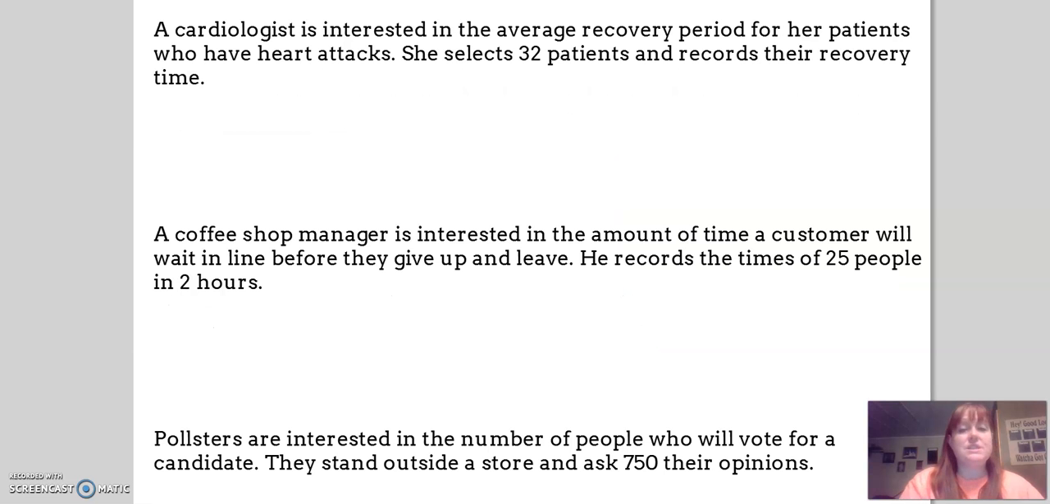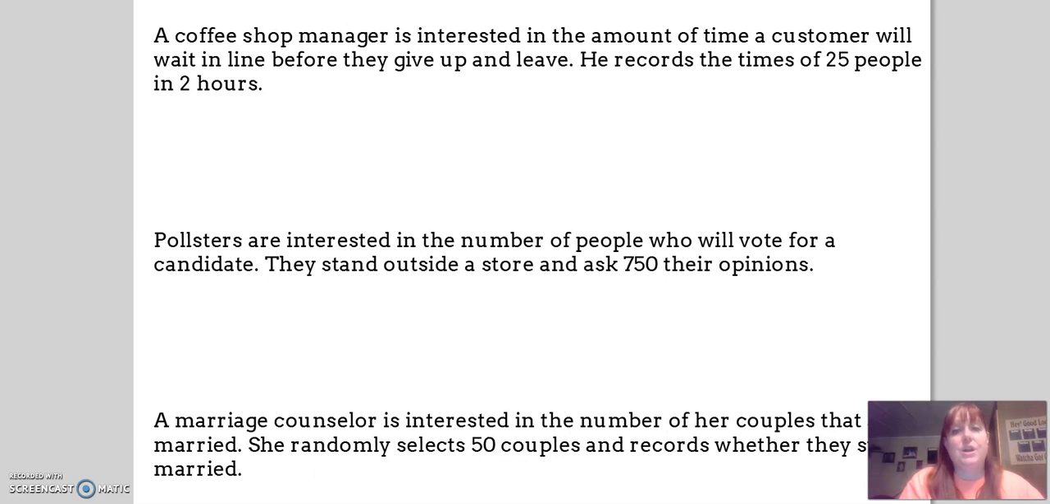For the cardiologist, the population would be all of her patients, and the sample would be the 32 patients that they actually collected data on. The coffee shop manager, in this example, the population would be all of the people who come into the coffee shop, and the sample would be the 25 people that they counted leaving.